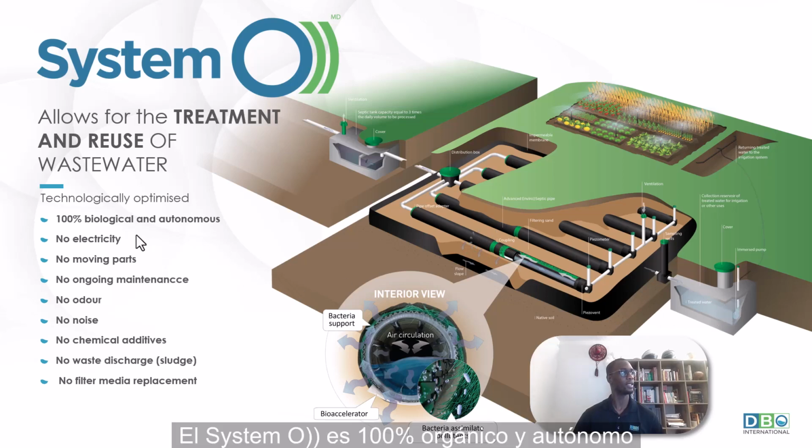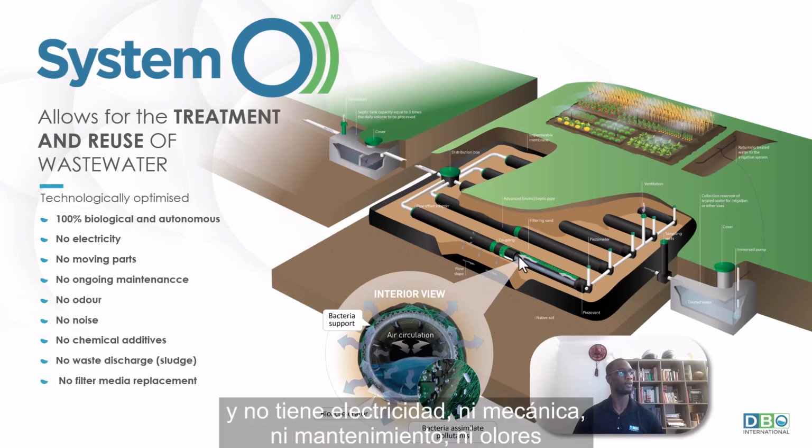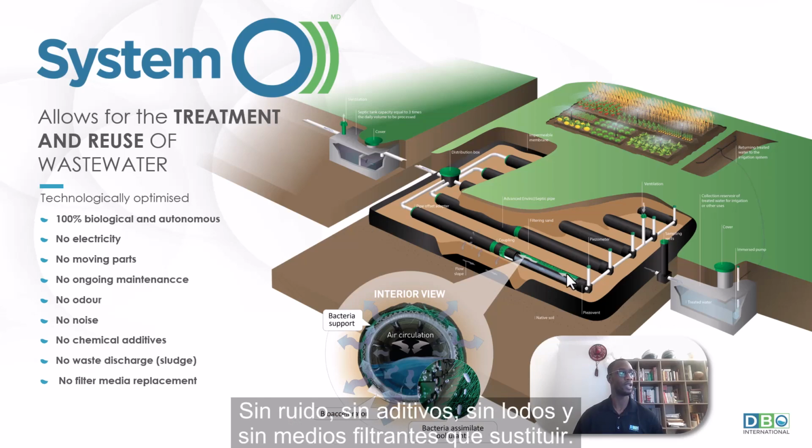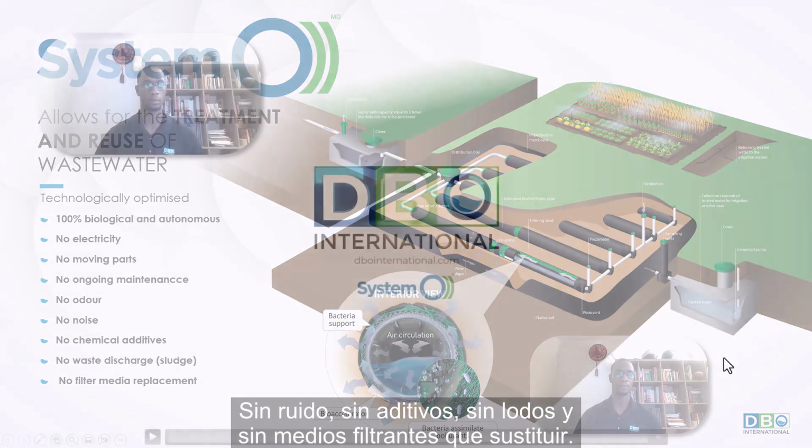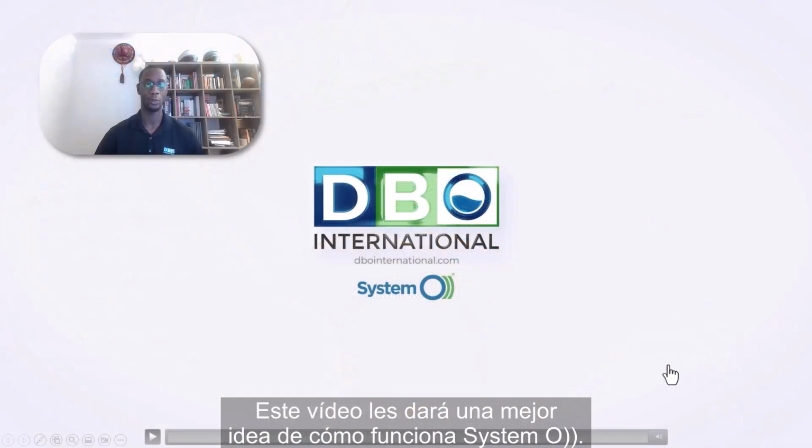The System O is a 100% biological and autonomous system with no electricity, no moving parts, no ongoing maintenance, no odor, no noise, no chemical additives, no waste discharge, and no filter media replacement. This video will give you a better idea of how it works.